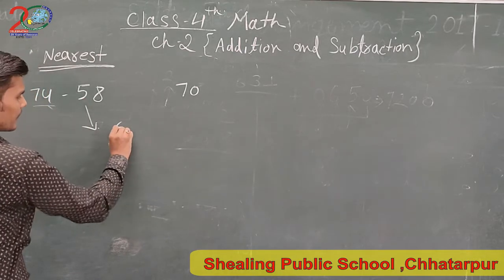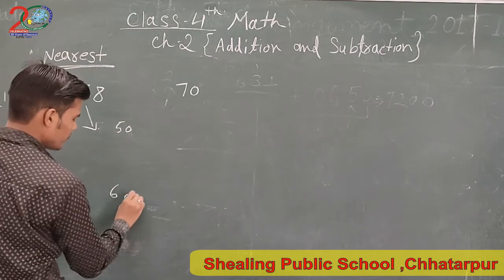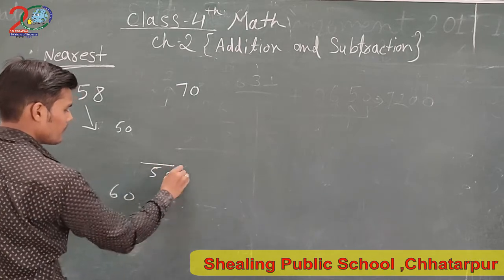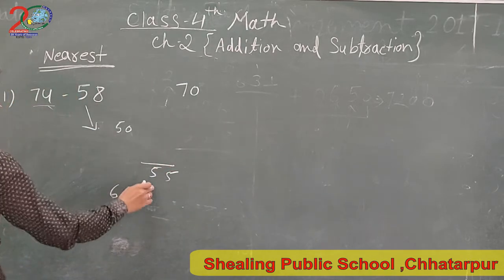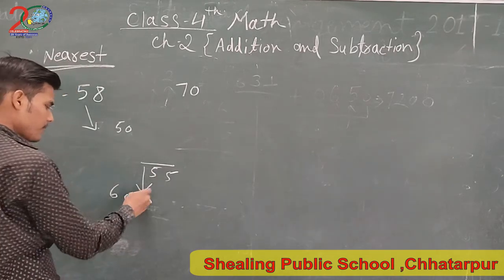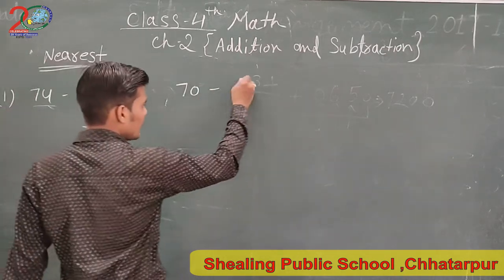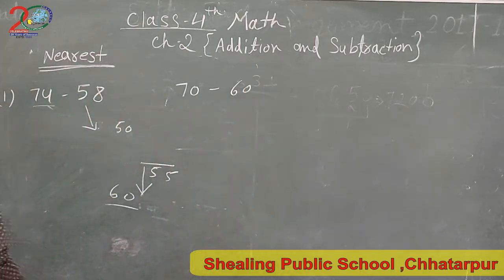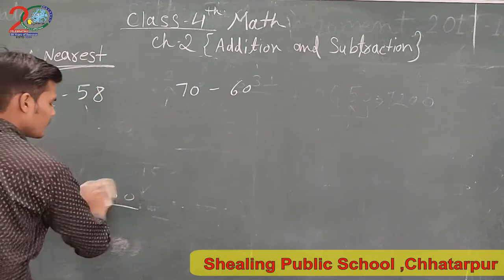Then 58. 58 is between 50 and 60. Middle is 55. So 58 is less than or greater than 55? It is greater than 55. So that's going to 60. So what is the nearest? It's 60.